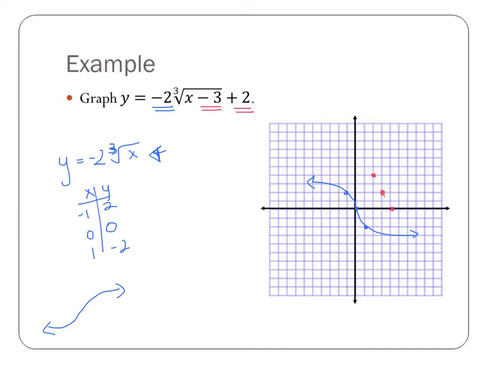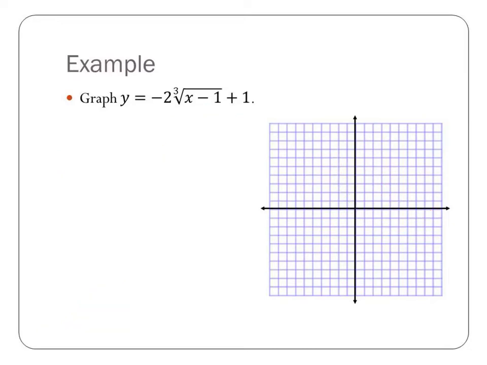And then from there, we're going to come down this way and come up that way. So the red one is the graph of y equals negative 2 cube root of x minus 3 plus 2. Since on the last one we already figured out that our points are negative 1, 2, and then 0, and then 1, negative 2. So I've already figured that out.